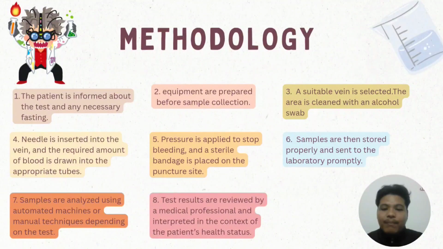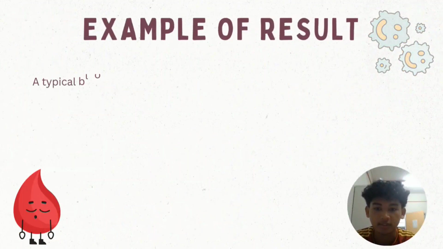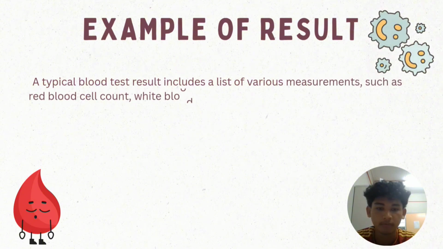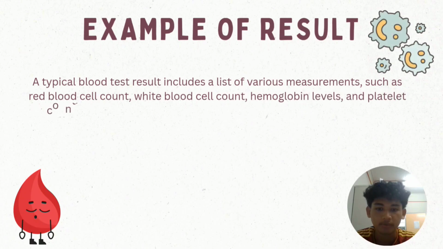Seventh, samples are analyzed using automated machines or manual techniques depending on the test. Last, the test results are reviewed by a medical professional and interpreted in the context of the patient's health status. Example of a result: a typical blood test result includes a list of various measurements such as red blood cell count, white blood cell count, hemoglobin levels, and platelet count, along with their respective reference ranges.